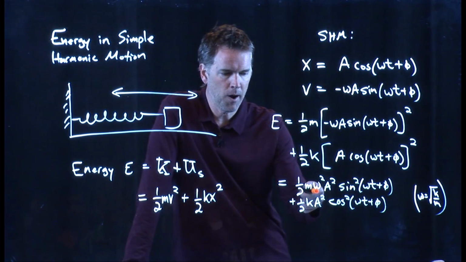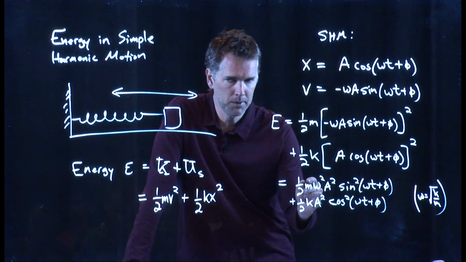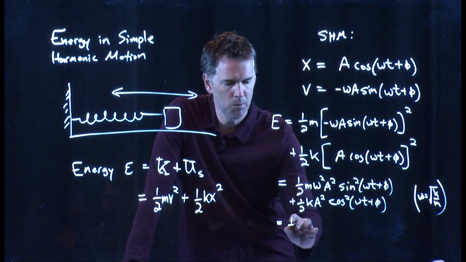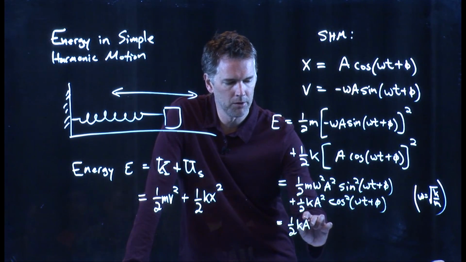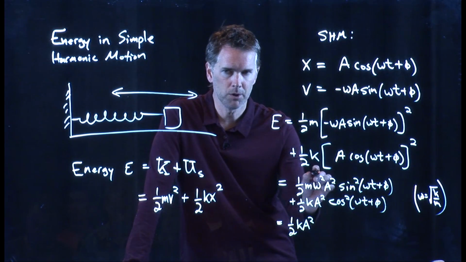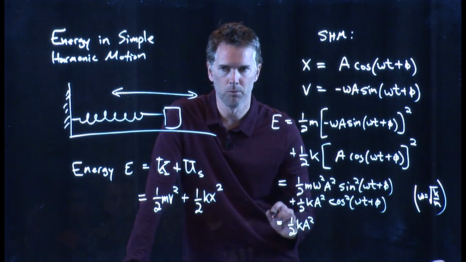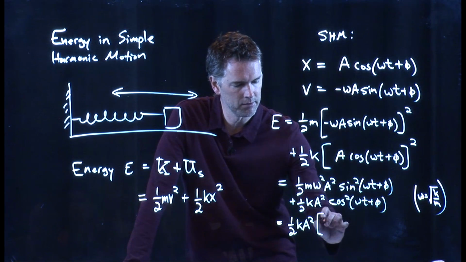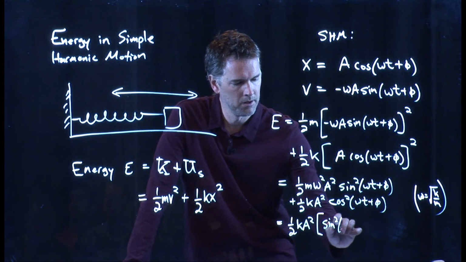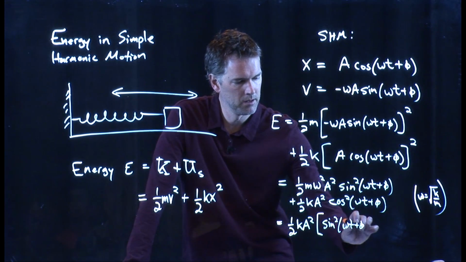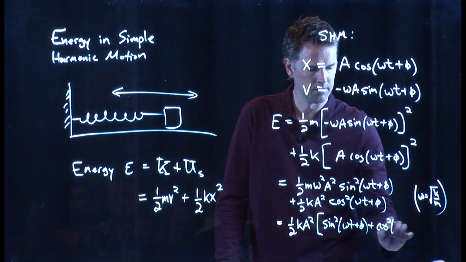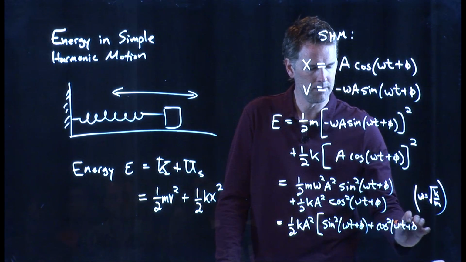And if omega squared is k over m, that m cancels out, and I get 1/2 kA squared on both of those terms. That term becomes 1/2 kA squared, and that term was already 1/2 kA squared. And now everything that's left is just sine squared (omega t plus phi) plus cosine squared (omega t plus phi).